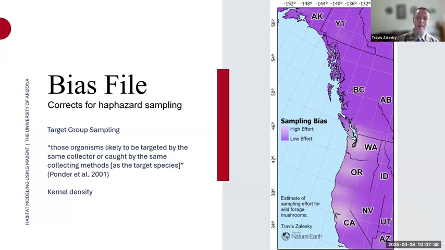Once the target data has been assembled, a kernel density or other point density function is used to interpolate the data across the study area. Here, I used 260,000 wild forage mushroom presence records across 8 genera, which are, quote, "likely to be targeted by the same collector or caught by the same collecting methods as a chanterelle." And generally, you can see high sampling effort in Washington, Oregon, and California, with lower sampling effort elsewhere.